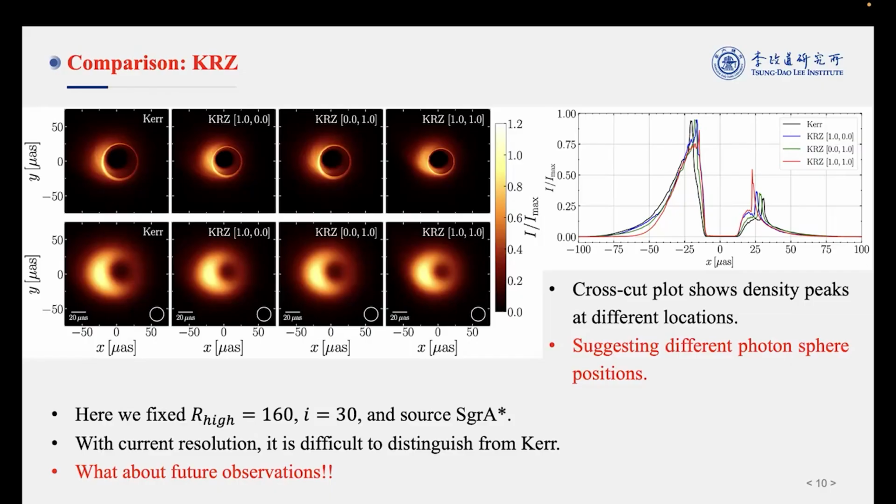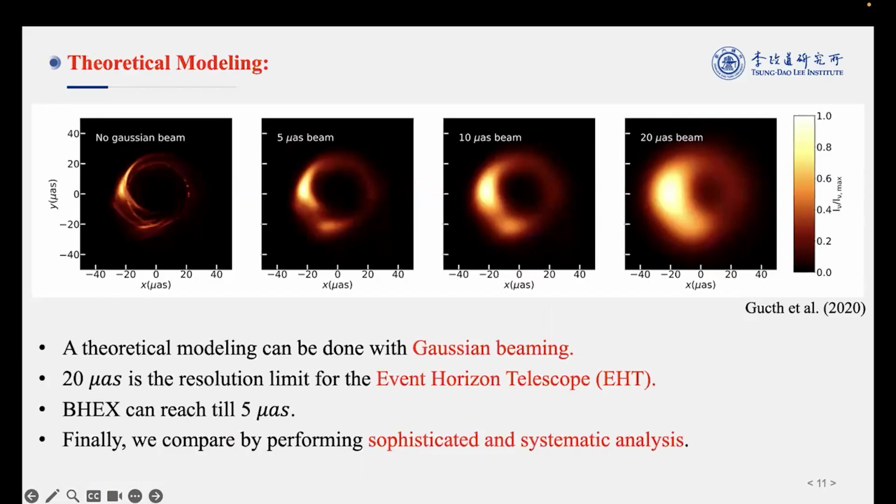So the natural question is, what will happen when the future observations come up, whether we see any differences or not? Just to give an example, let's say you have the simulation image here, and you apply blurring to this image, where the maximum emission is coming from this part, at 5, 10, and 20. 20 is basically where EHT is, and 5 is where your Black Hole Explorer is expected to give you.